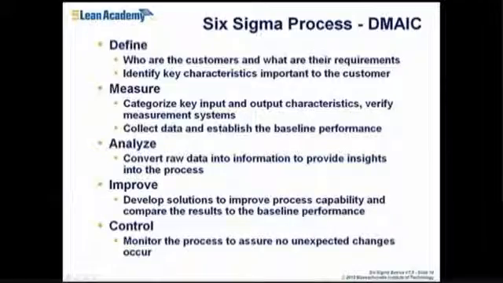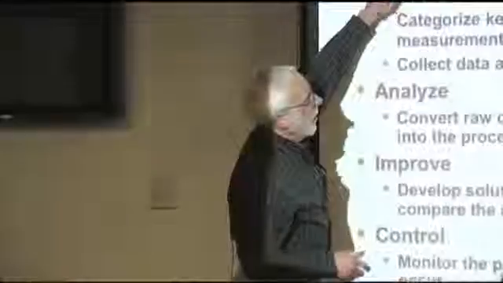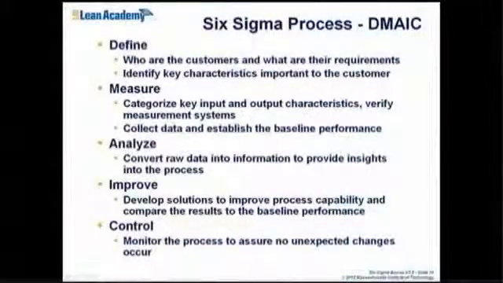So if you're doing a Six Sigma intervention, like in our pharmacy, we would have to define who the customers are and what their requirements are. In the case of the pharmacy, the customers would be whoever ordered the medicine, and they have some requirements. Then we want to know what key characteristics are important to the customer.